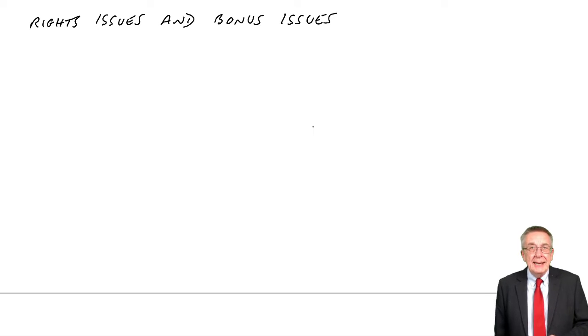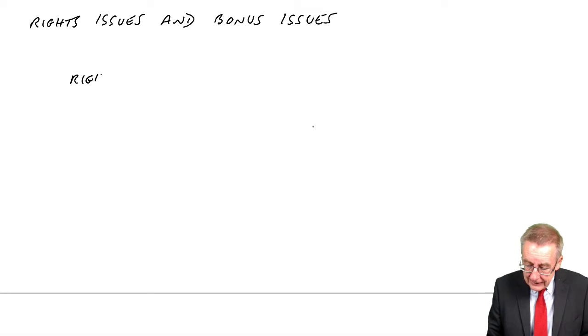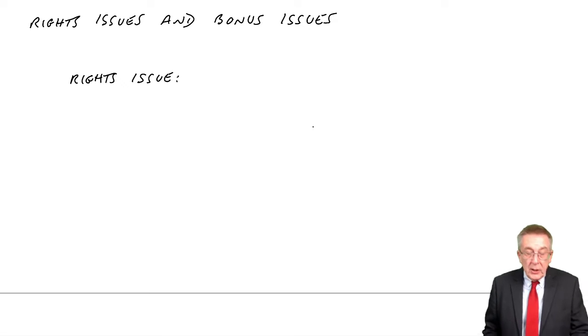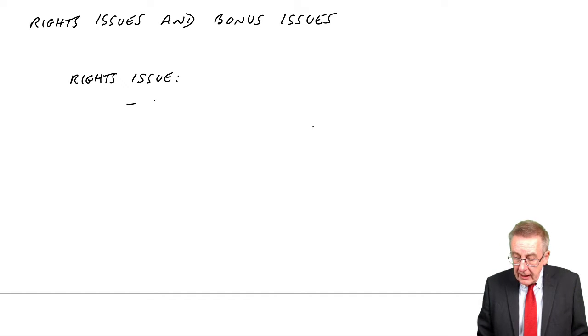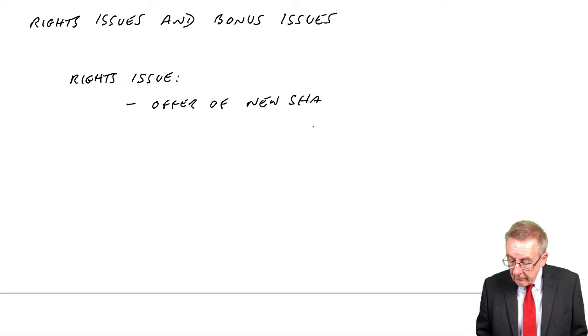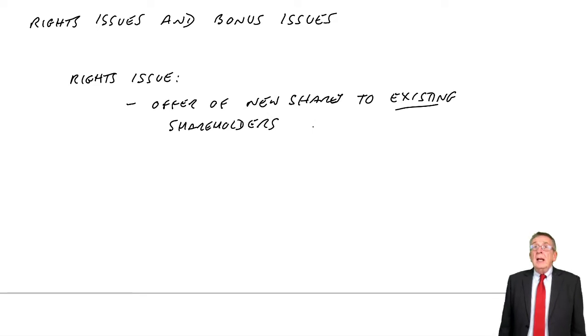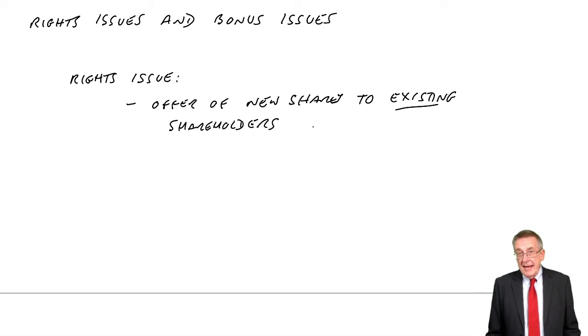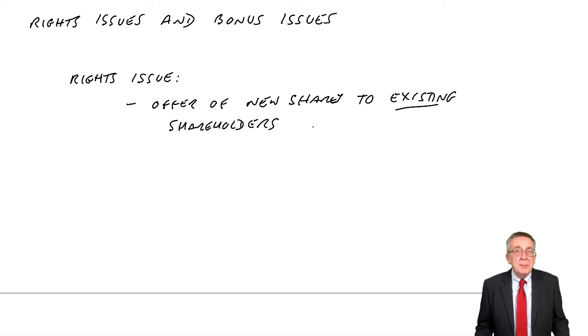And by far the most common way of raising more money by issuing shares is what we call a rights issue. And although it's all typed out there, let me explain. A rights issue is an offer of new shares to existing shareholders. So what happens is the current shareholders of the company get a letter asking them if they want to buy more shares. They don't have to buy them. In the exam, we always assume that it's what we call fully subscribed, that people do buy them.